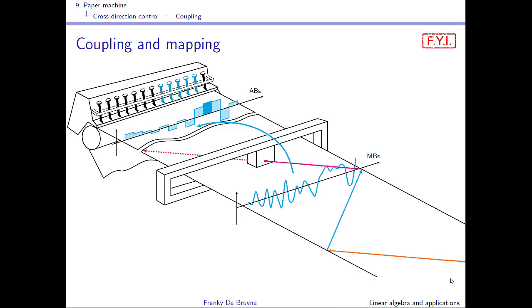So here you see the whole picture, coupling with mapping. You start from a measurement box profile that is mapped to an actuator box profile, and every actuator gets a corresponding measurement. We have seen that one actuator is influencing several measurements. Another way to see this is that one measurement, the one in darker blue, is influenced by several actuators. This is the coupling phenomenon.